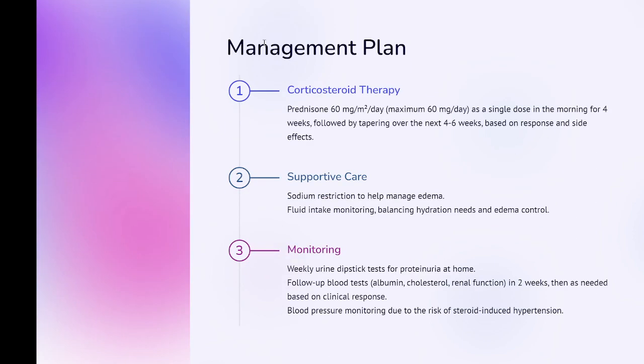Management plan: 1. Corticosteroid therapy. Prednisone 60 milligrams per square meter a day, maximum 60 milligrams a day, as a single dose in the morning for 4 weeks, followed by tapering over the next 4 to 6 weeks based on response and side effects.